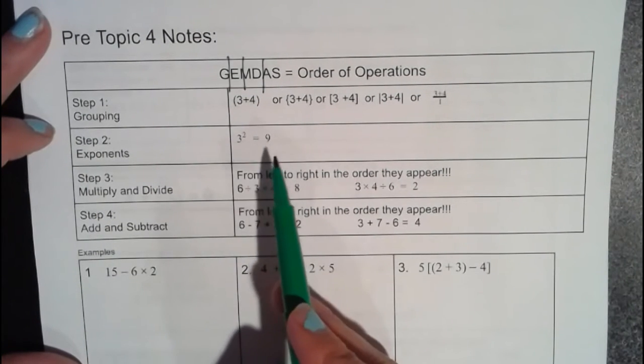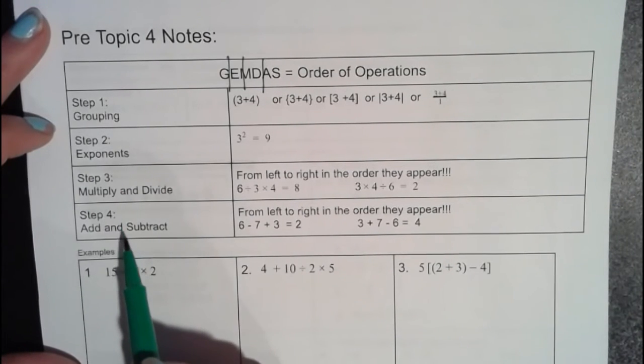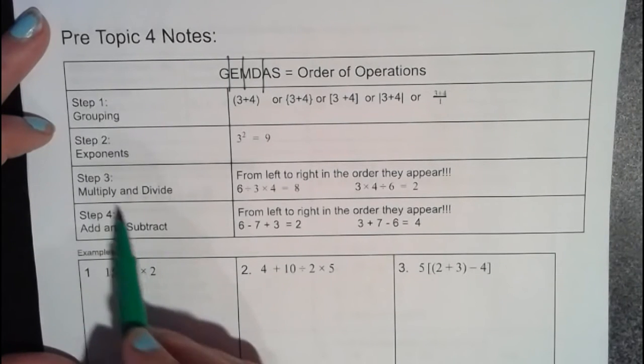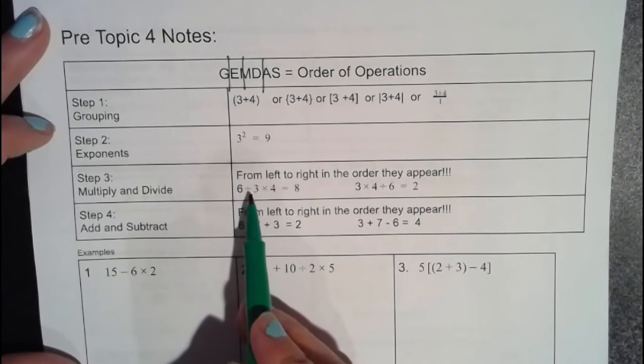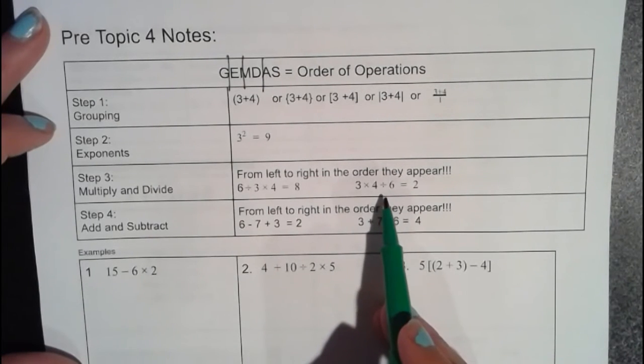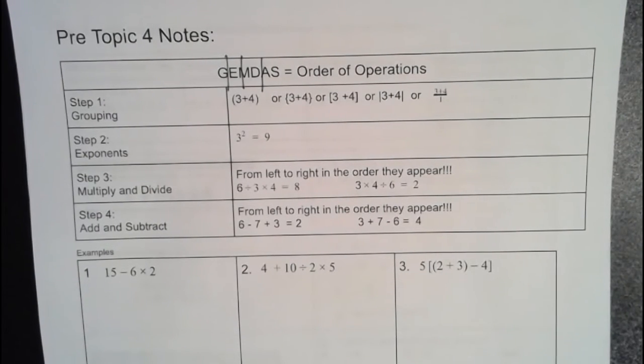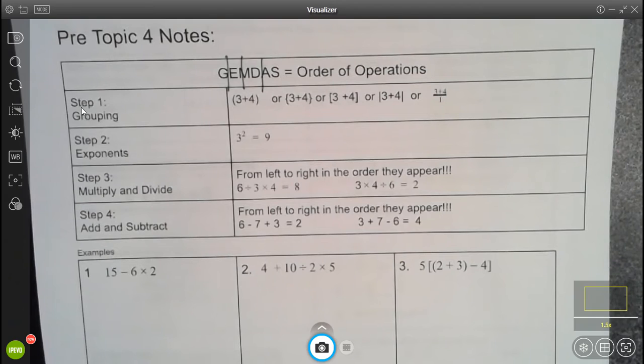Exponents you had some practice with in 6th grade, you're going to see that. Those come second after the parentheses. And then here's where we start getting the steps that students are always messed up on. Multiplying and dividing happen at the same time from left to right. So in this problem, you would do the division first. And in this problem here, you would do the multiplication first. It just depends on which one occurs first in the order of left to right.